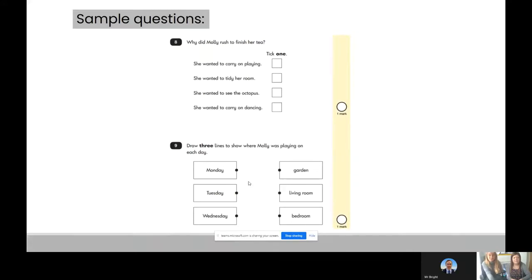Here are some more sample questions. For example, ticking one. Question 9 is an example of having to match. It says draw 3 lines to show where Molly was playing each day, so they have to link. These types of skills, like matching, ticking one or giving reasons, we are doing in school at the moment. So hopefully these will be quite familiar looking questions to them.